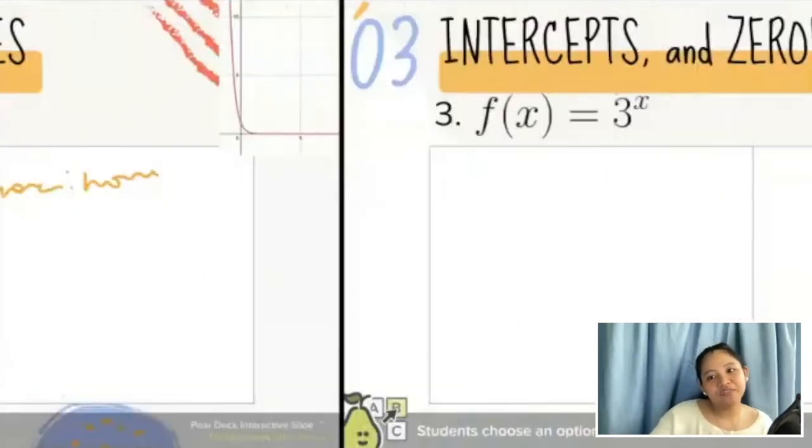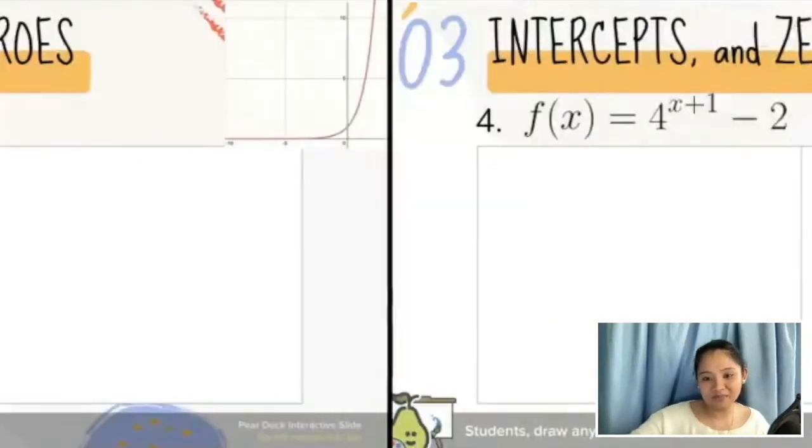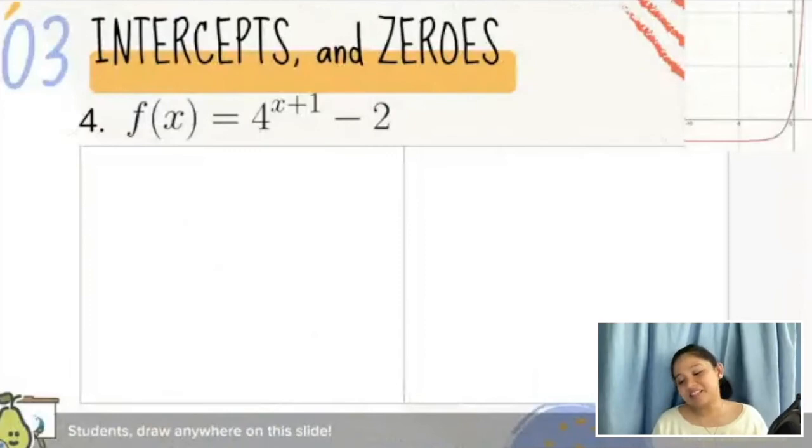Let's have example number 3. Example number 3, you can try it on your own to see if you can solve for intercepts and zeros. I'm going to skip this. Let's go to example number 4.